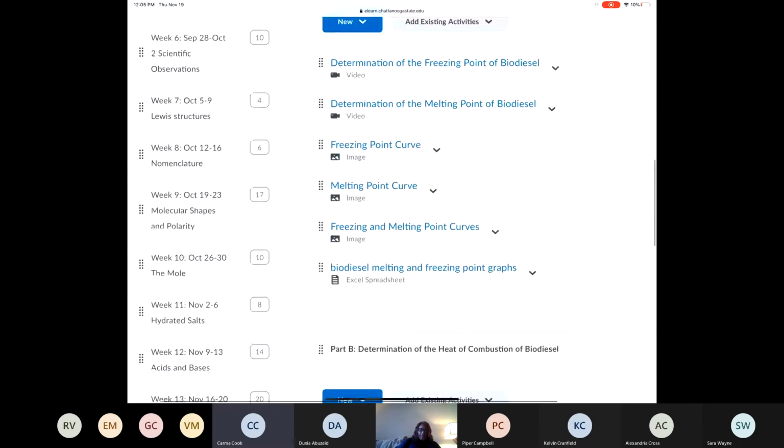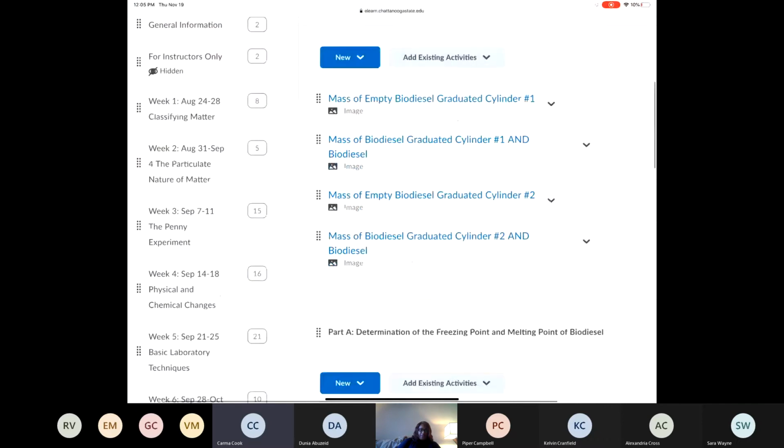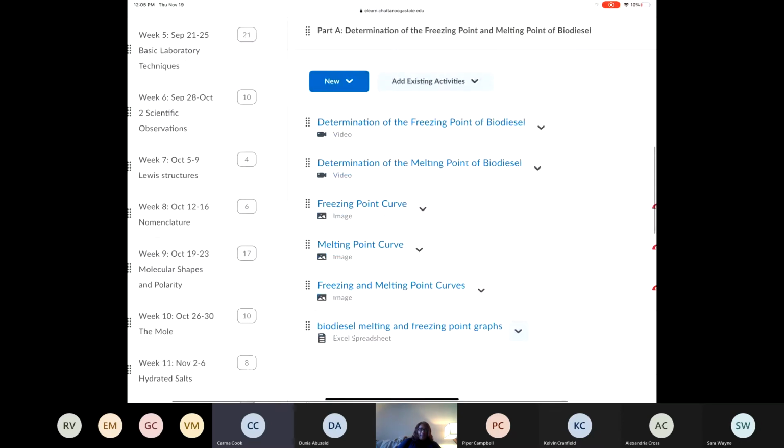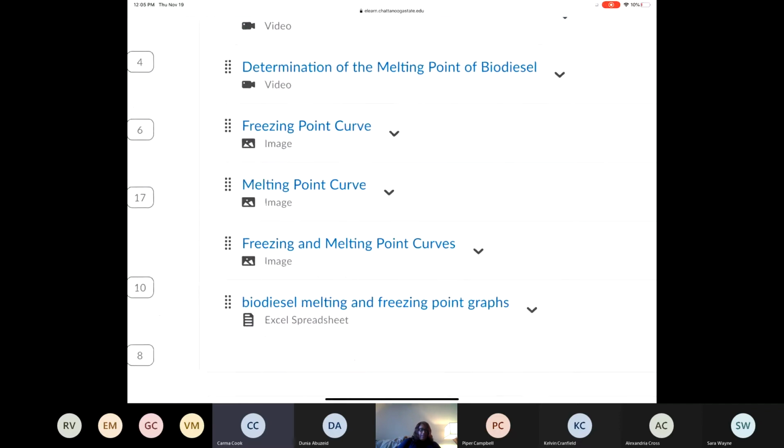And then once you're done with your density determination, next you start with your freezing point and then finally your melting point. So you have a video for freezing point, a video for melting point, and then you've got some pictures of the final freezing point curve, the final melting point curve. Then there is a picture with both curves on the same graph.